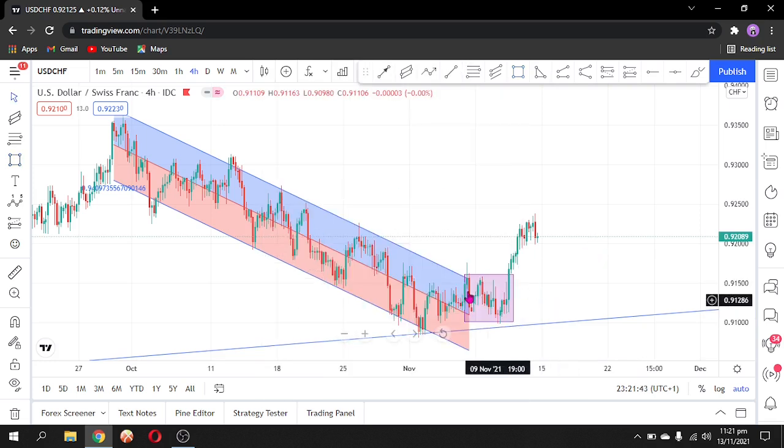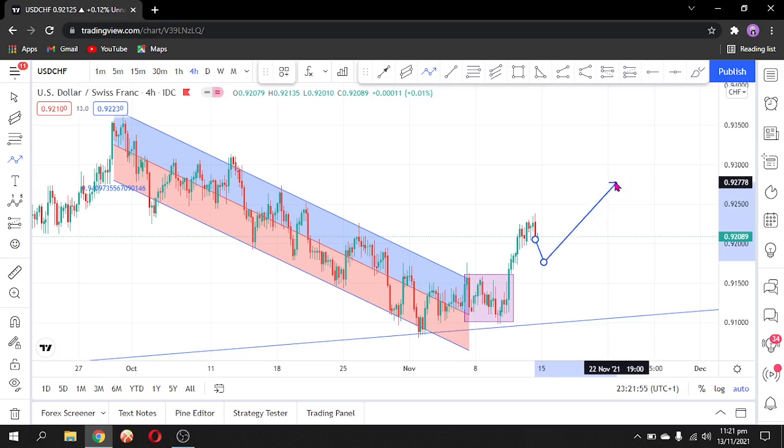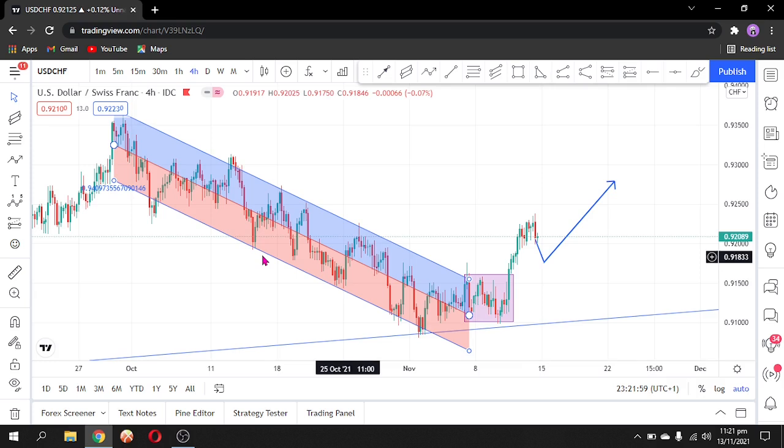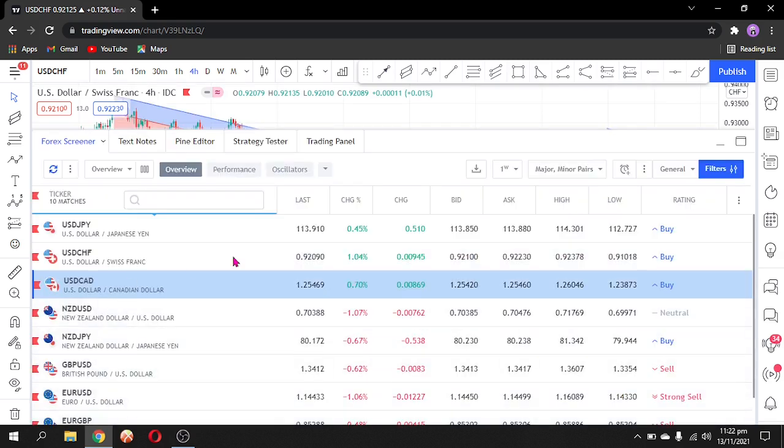And then after the consolidation, price pushed up impulsively, and so we expect USD CHF to push further down and then push to the upside again. And this is a clear setup. We have a bearish channel, a consolidation, push up, and then we'll have a retest and another push up. So the next currency pair we will look at is USD CAD.